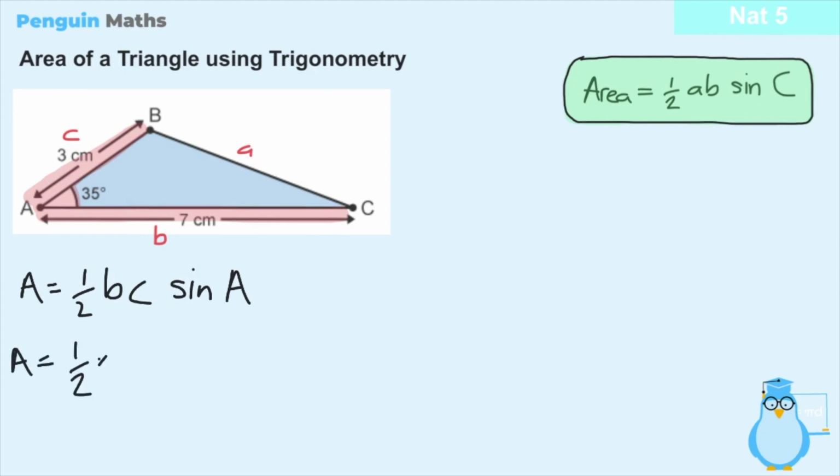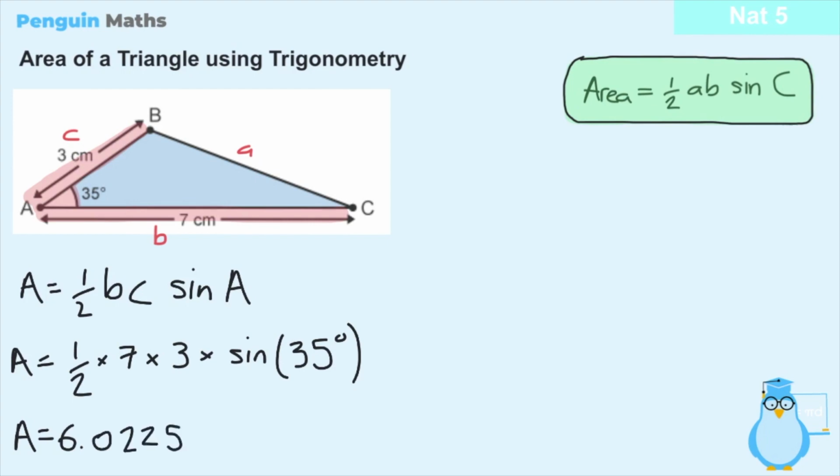So we have a half multiplied by 7 centimeters multiplied by 3 centimeters multiplied by the sine of the angle, which is 35 degrees. If we put this into a calculator, we should get an answer of 6.02255 and so on. But let's say we just want our area to 2 decimal places, then we can say that our area is 6.02, and the units would be centimeters squared, because the lengths were given in centimeters.